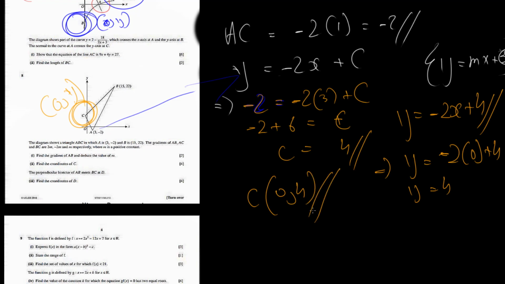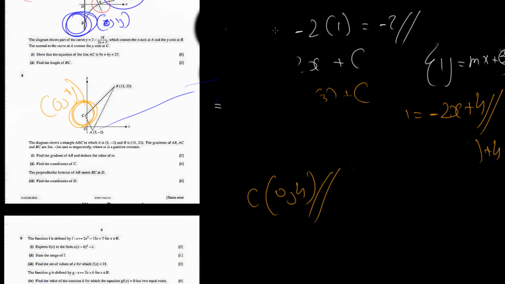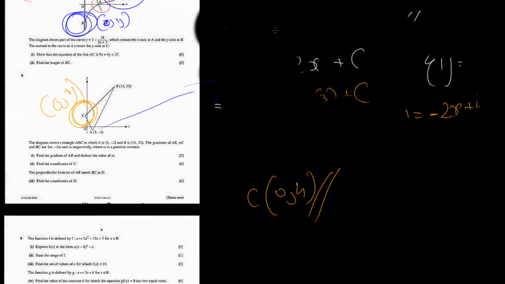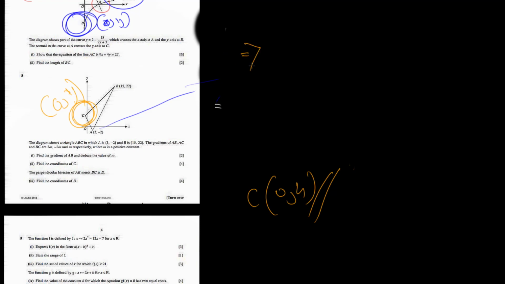The perpendicular bisector of AB meets BC at D. Find the coordinates of D. Okay. A perpendicular bisector is the line that intersects another line at a 90-degree angle and bisects it. So first we have to find the perpendicular bisector of AB.